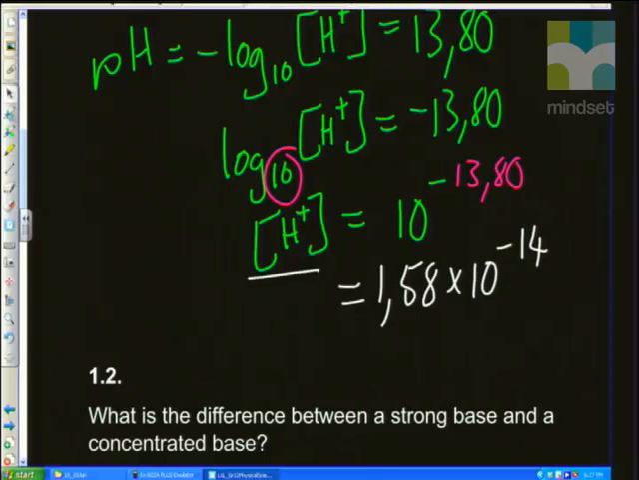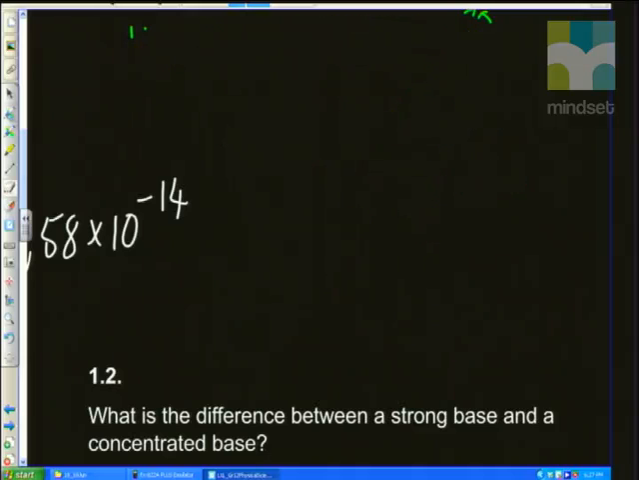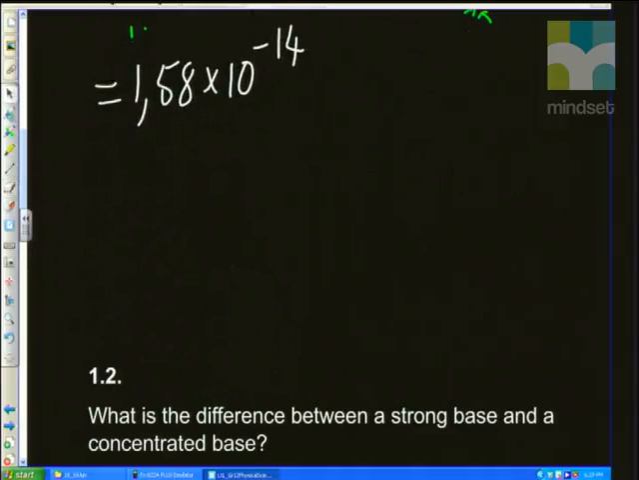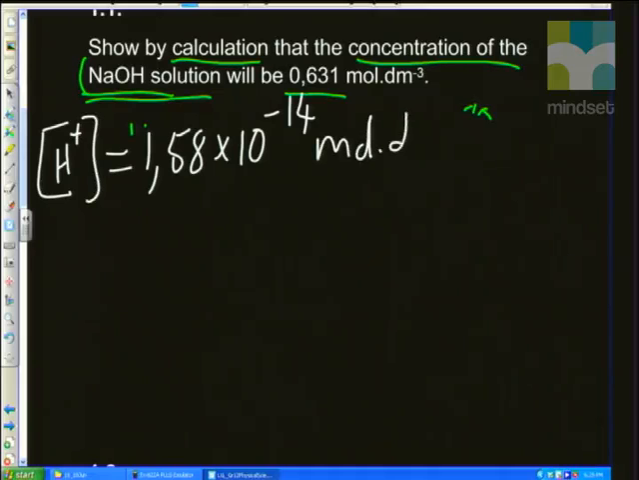I'm just going to move this, and remember that that's the pH, and the rest of the stuff I'm going to erase because I need to just get myself some space, and let's hope that we've got that. Give ourselves some more space over there. So I now know that the hydrogen ion concentration is equal to 1,58 times 10 to the minus 14 mole per decimeter cubed.